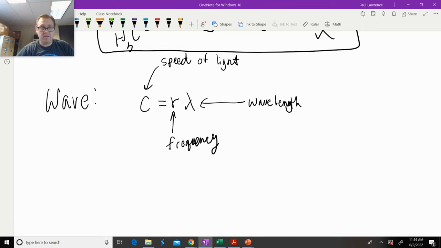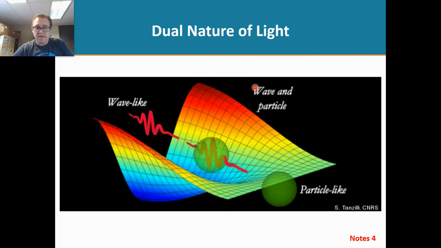the frequency and the wavelength have an inverse relationship with one another. What I mean by that is if we increase the frequency of the light, what's going to happen to the size of the wave, or the wavelength? Well, the wavelength is going to decrease. When frequency goes up, wavelength goes down. So let's look at the slide here.